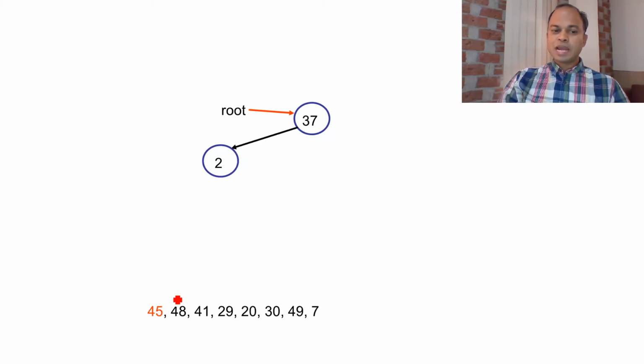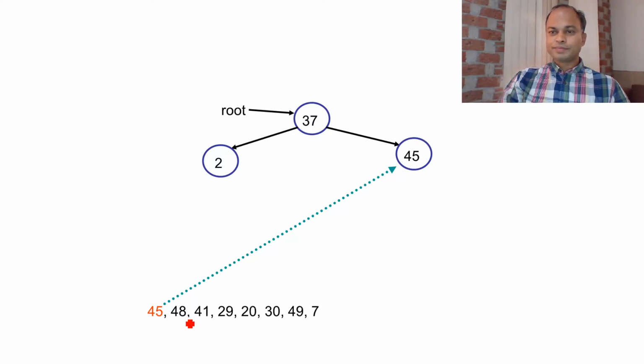After 2, we have to insert 45. We compare 45 with the root and this 45 is greater than 37. Therefore, 45 we have to insert in the right hand side of 37. We have inserted 45.